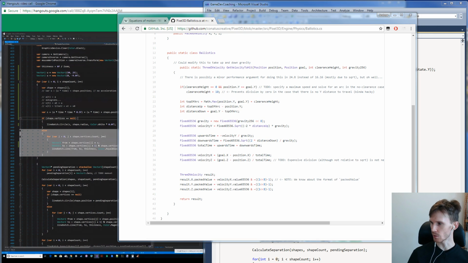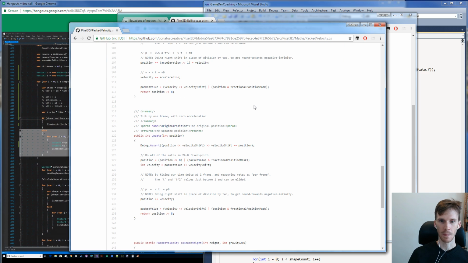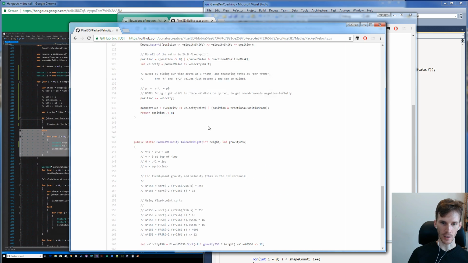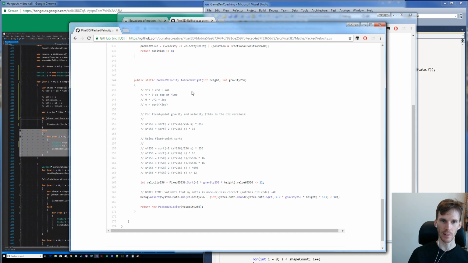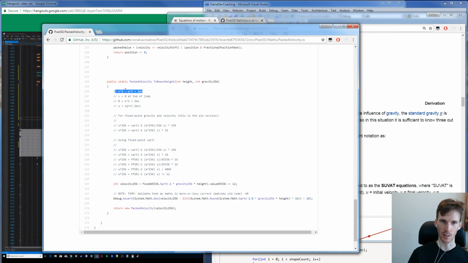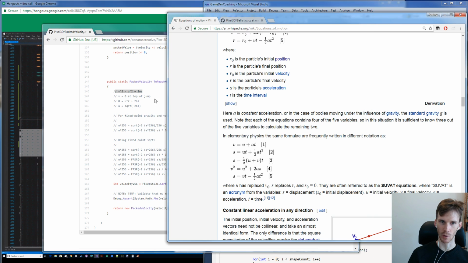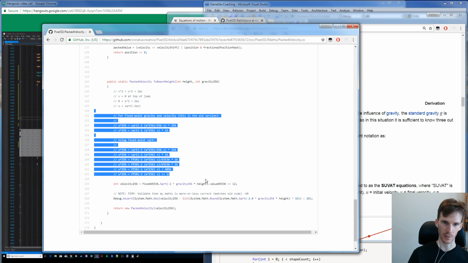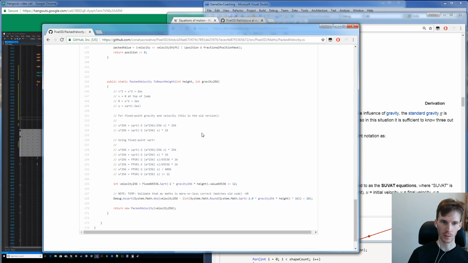And the other link that I wanted to show you, because we were just at it actually, is over here. This is update to reach height. That's another usage of this. You'll see this one here. This is one of these equations of motion: velocity squared equals initial velocity squared plus 2as. That's how we calculate how to reach the height, and then we do a bunch of fixed point stuff to try and reduce the amount of error there.